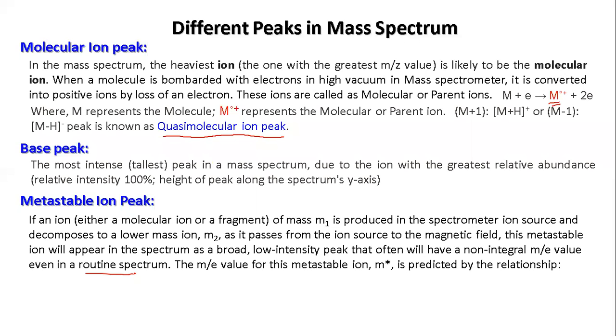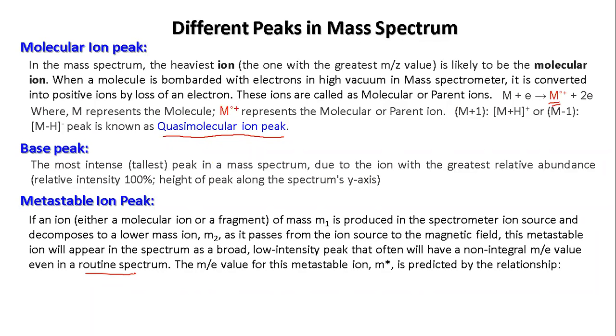I mean, there will be certain peaks, like what I have told here. You have a broadened, low intensity peak, and that peak you cannot correlate with any other peak by regular subtraction or addition of any neutral molecule or radical. Now that particular peak we call the metastable peak.